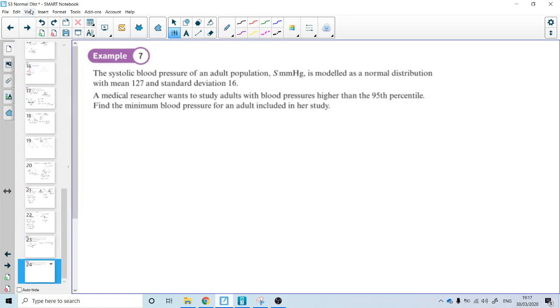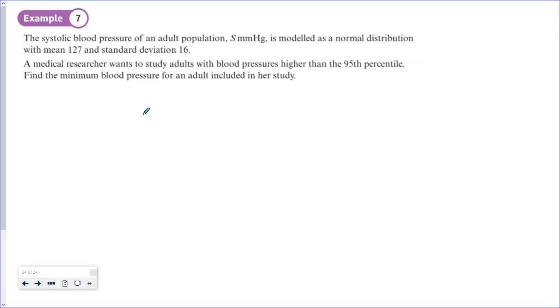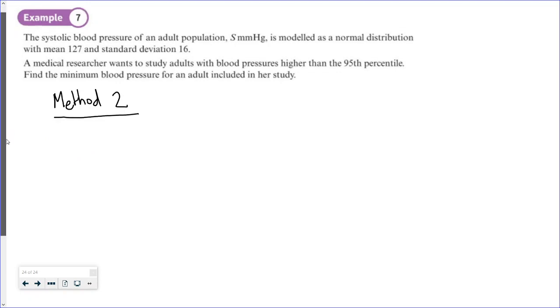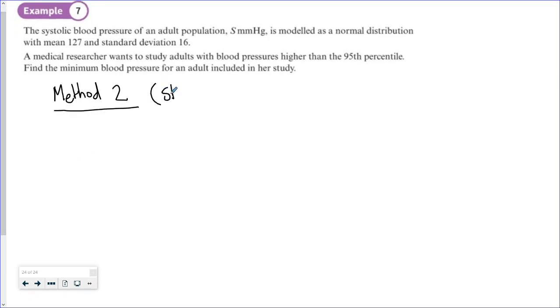Well, let's look at a slightly different method of doing it. And like I said, you wouldn't use this method unless you were forced to. But we are going to have to understand this method when we come on to the next exercise. So method 2 would be to standardize.